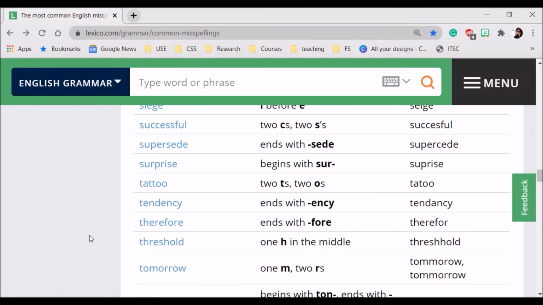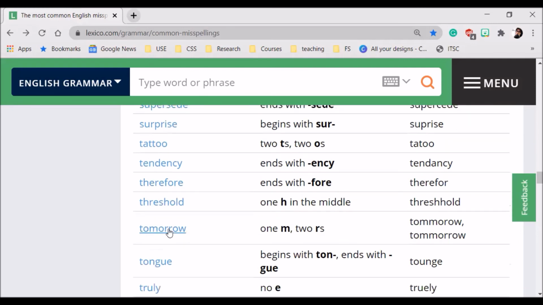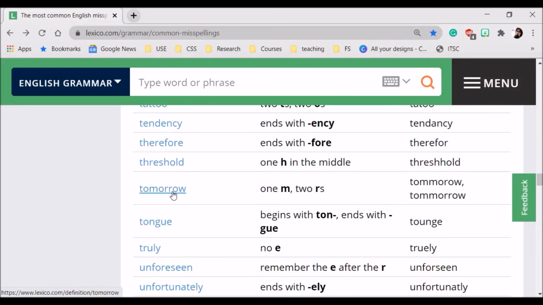Tattoo has double T, double O. Tendency has all E's, no A in it. Therefore, we have a complete there and then fore. Threshold, okay, it has an H. Tomorrow has one M and double R.